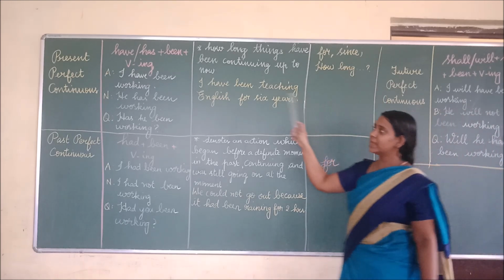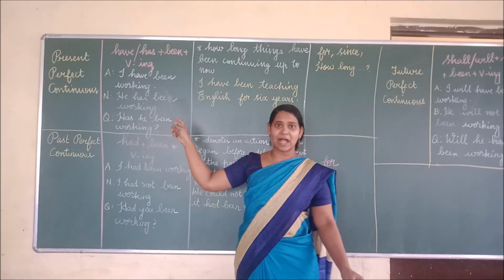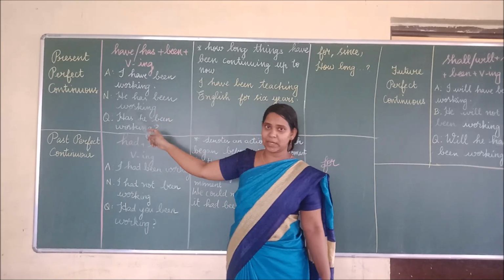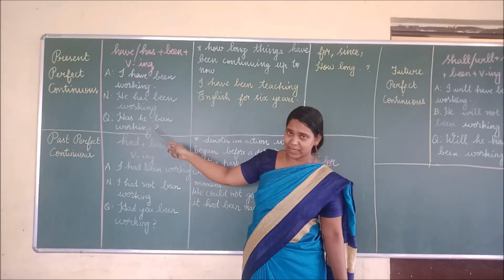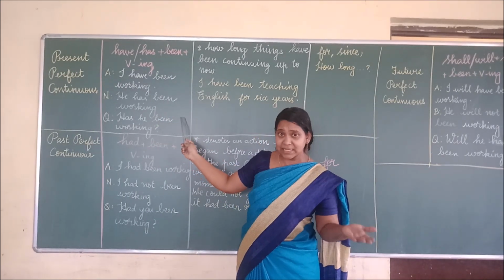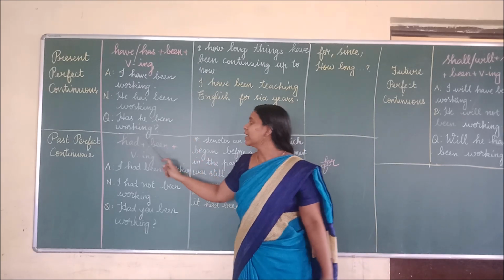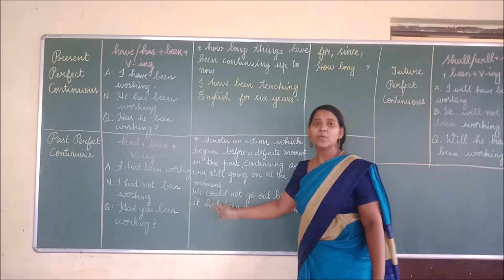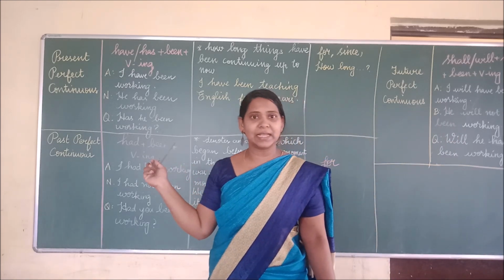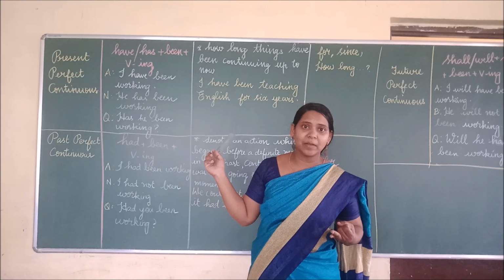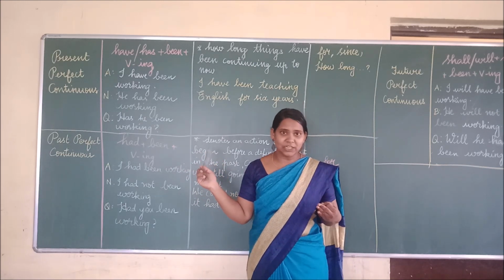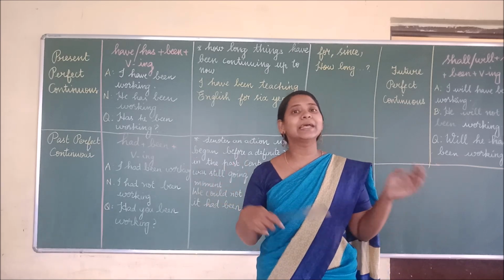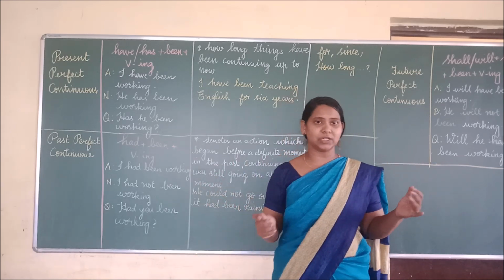Is it clear? Okay, here I have written sentences: affirmative, negative, question. I have been working. He has been working. Has he been working? Next we move on to past perfect continuous tense. What is the verb form of past perfect continuous tense? Had plus been plus verb ing. For all pronouns or for all subjects, had plus been plus verb ing.